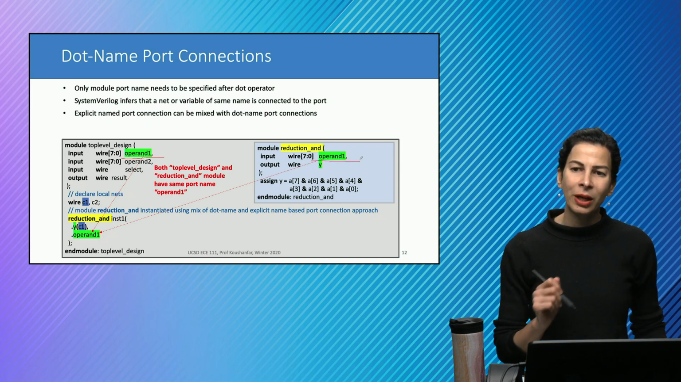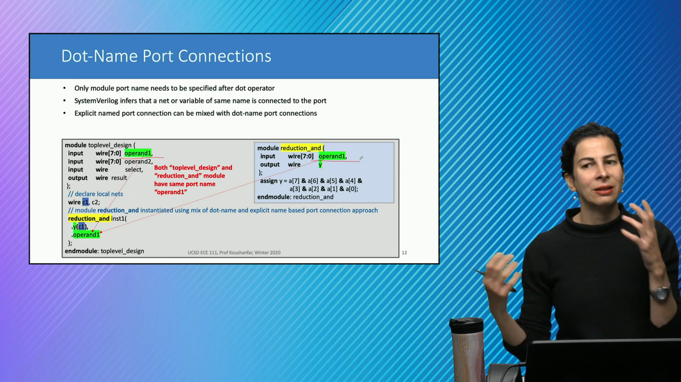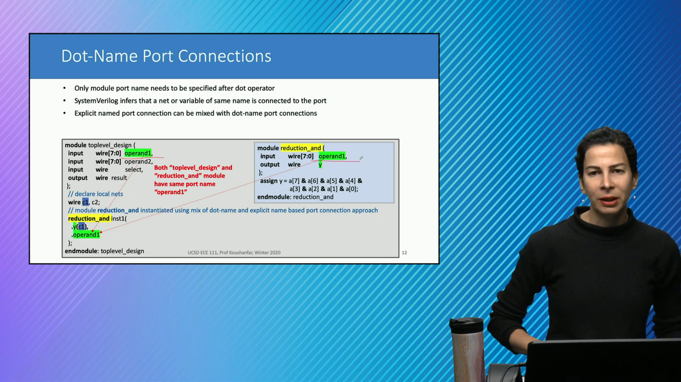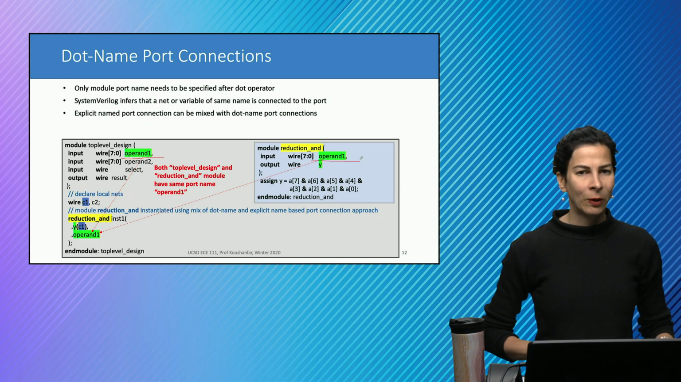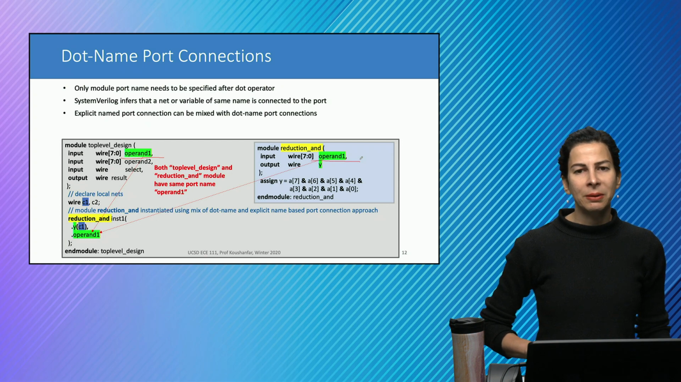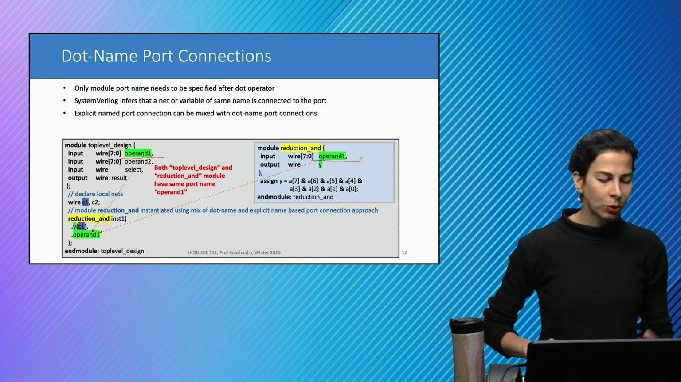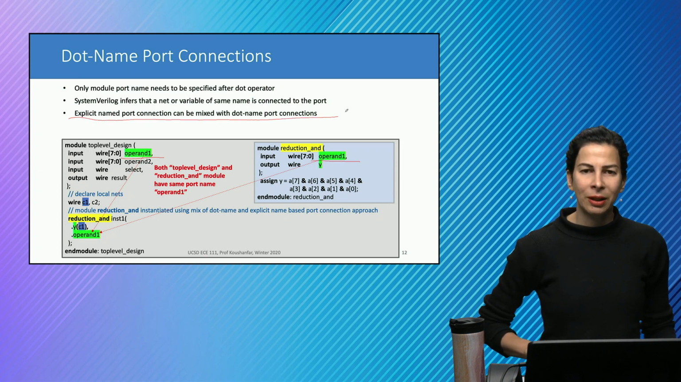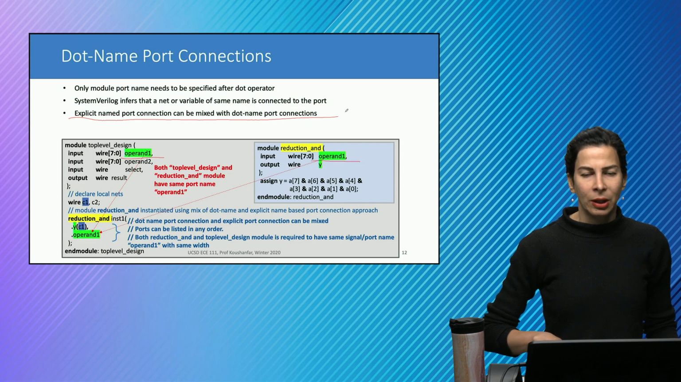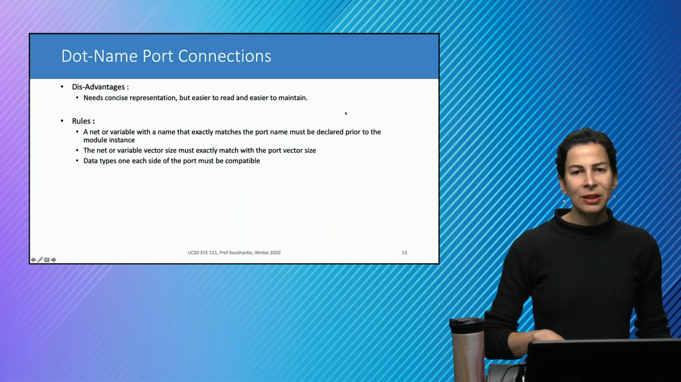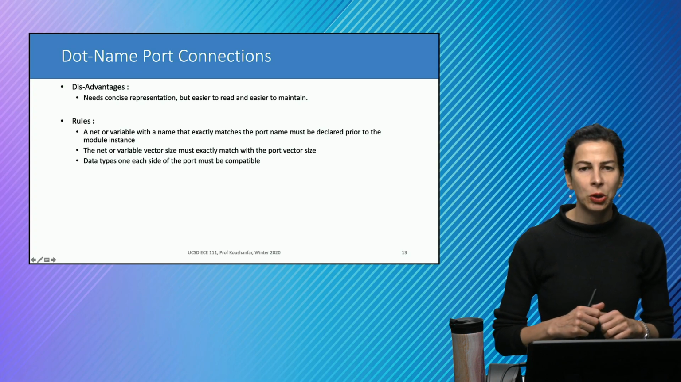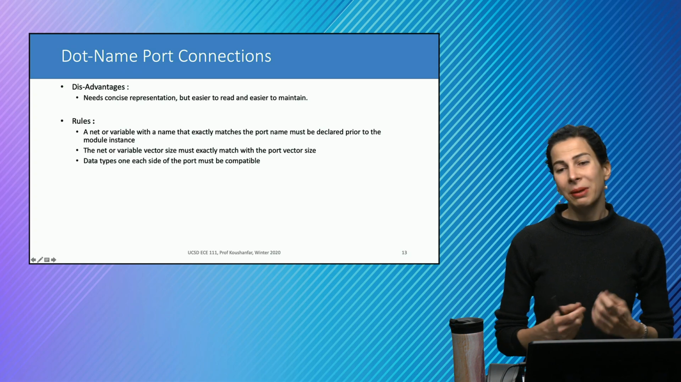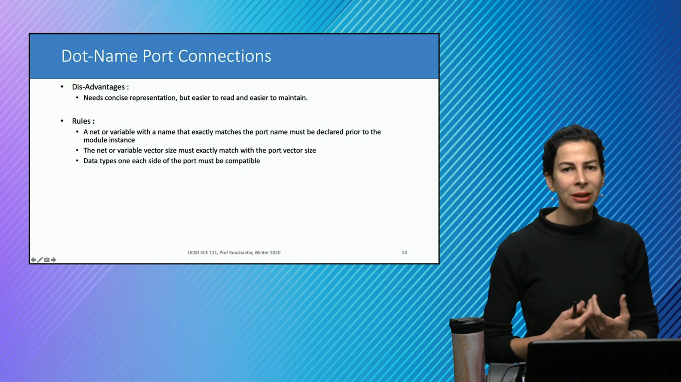If you say .operand1, it knows that this is going to get connected to the named variable of the same sort in the submodule that it's calling. So it makes it a little easier, a little less verbose, and you don't need that explicit named port connection. But you could also mix the two. You could mix the explicit named port connection with the .name port connection. The disadvantage is that you need to make sure to have the exact name, but it's a concise representation and easier to maintain and read.